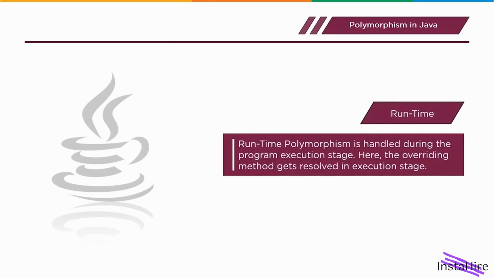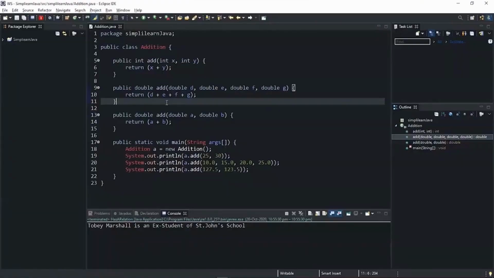So what is runtime polymorphism? Runtime polymorphism is handled during the program execution stage. Here, the overriding method gets resolved in the execution stage. To understand runtime polymorphism in a much better way, we need to execute a program based on method overloading. This particular code segment on my screen is an example of method overloading. So what exactly is method overloading?